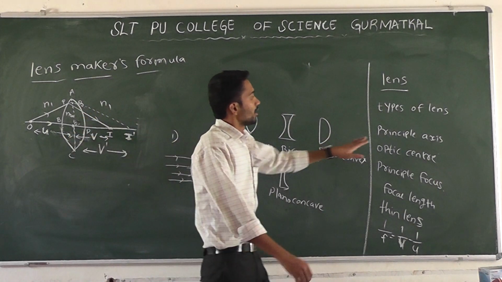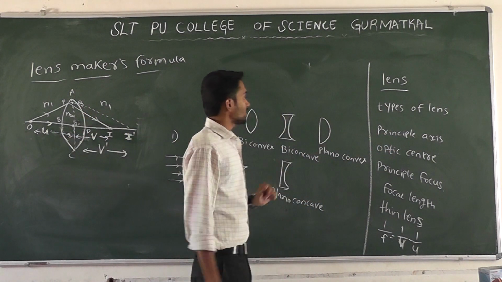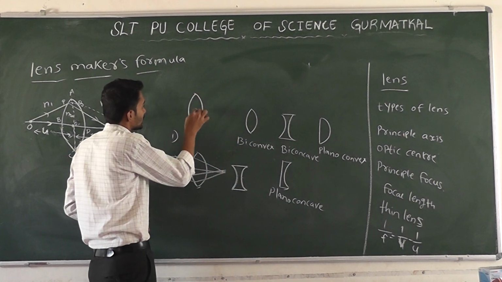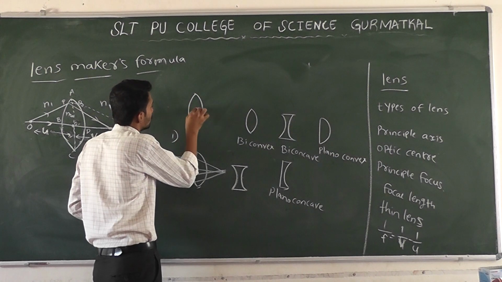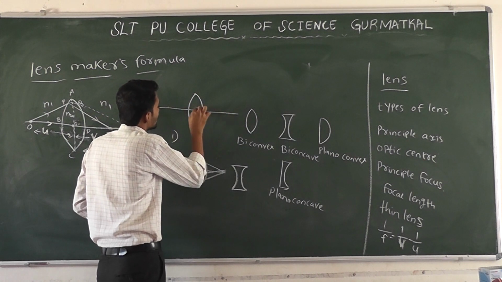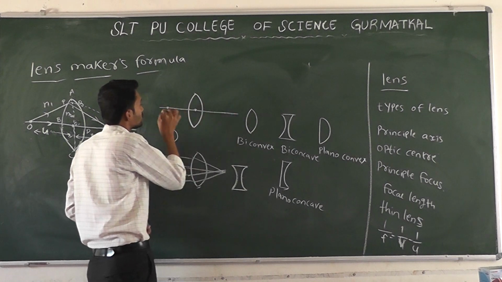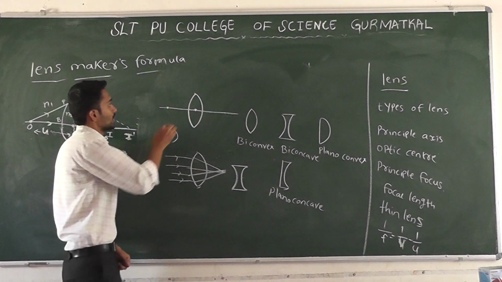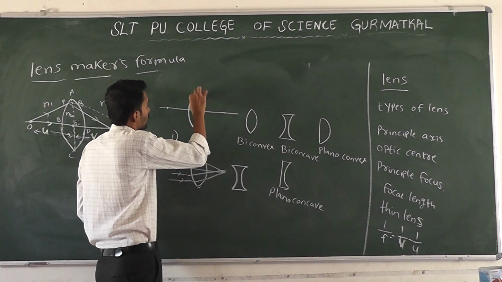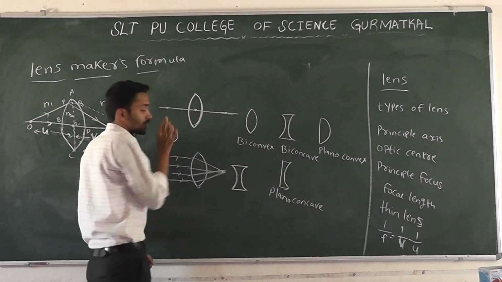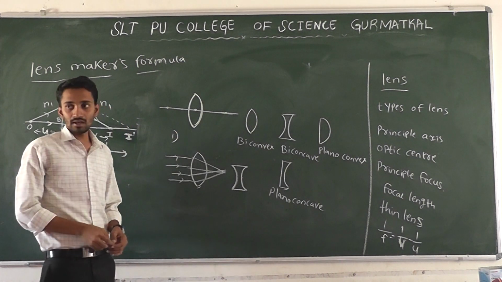Next, the principal axis. What is the principal axis? We take a convex lens. The straight line which passes through the centers of curvature of the two spherical surfaces of a lens is called the principal axis.